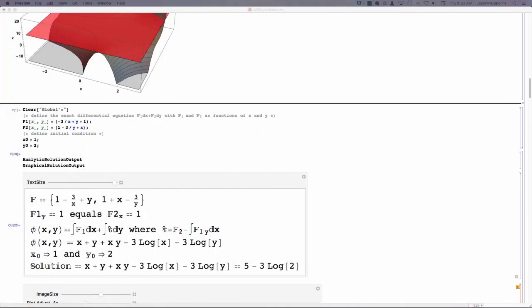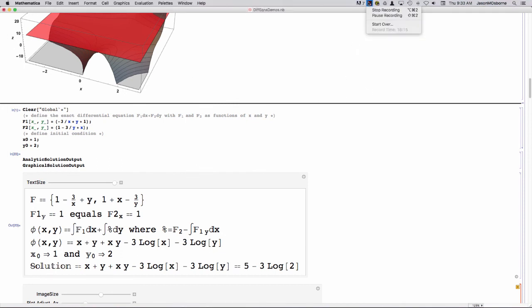So that would be the end of this video, and we will continue in the next video by solving linear differential equations using exact techniques.